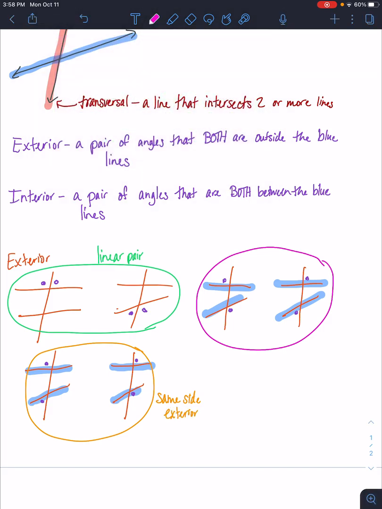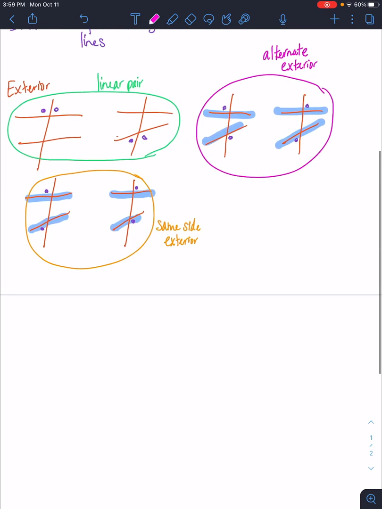And these are specifically, we wish that we could call it opposite exterior. We don't use the word opposite. Instead, we use the word alternate, meaning they're on alternating sides or alternate sides. So this is alternate exterior angles. So those are more specific vocabulary to talk about those angle pairs. The same can be said using the words alternate and same side for talking about our interior angles.